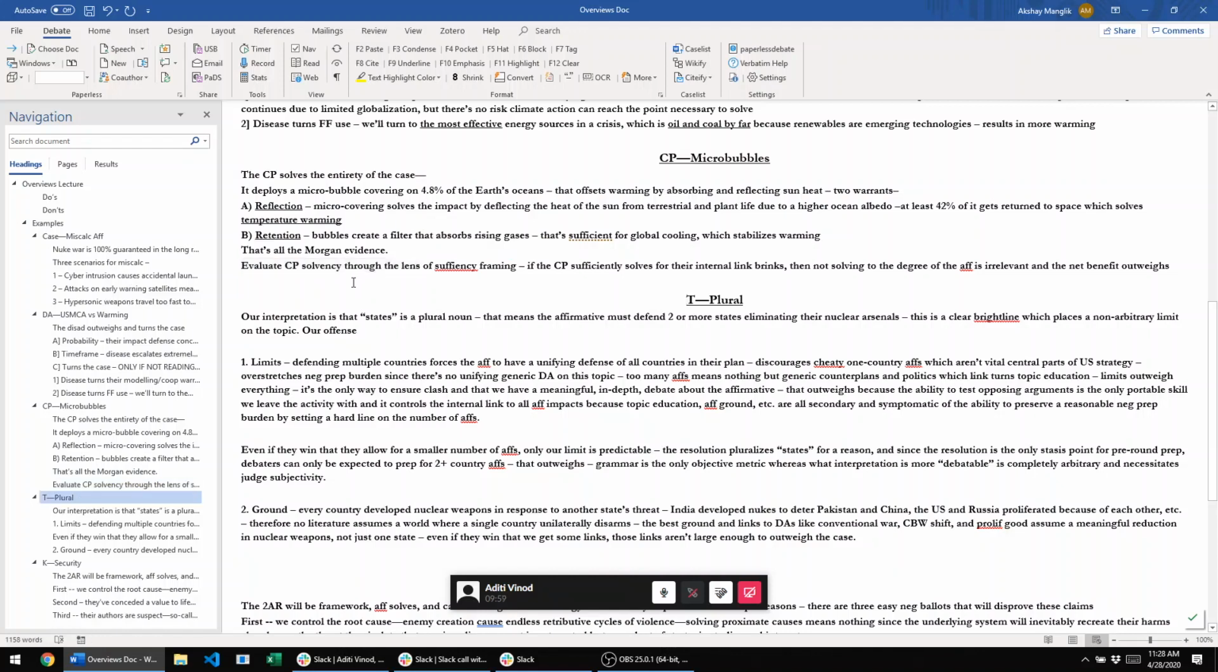And then this isn't in there because I think we read it unconditional this debate, but you also might want to have a judge kick argument if the counterplan is conditional.